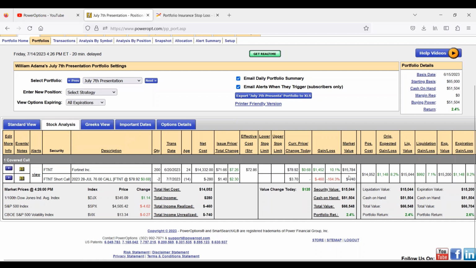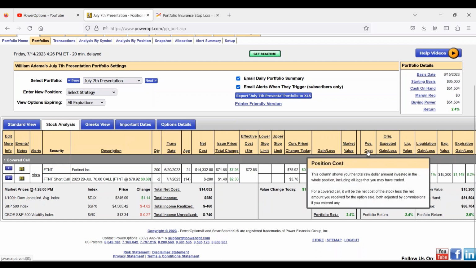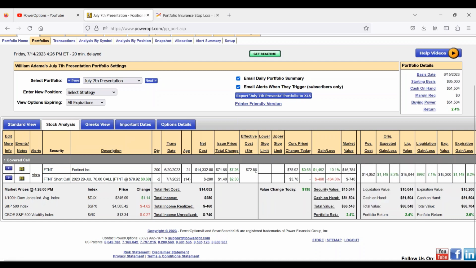But for linked positions, and even for those single positions, but linked positions, covered calls, married puts, collars, credit spreads, debit spreads, iron condors, the stock analysis view gives you these 6 additional columns over on the right-hand side, where we can see the original position cost for the covered call. It's the total outlay of capital for our 200 shares here of Fortinet at $71.66 minus the premium that we received. So we took in that 280 here. So our total position cost is $14,052. If assigned, the original return expected is 8.2%.